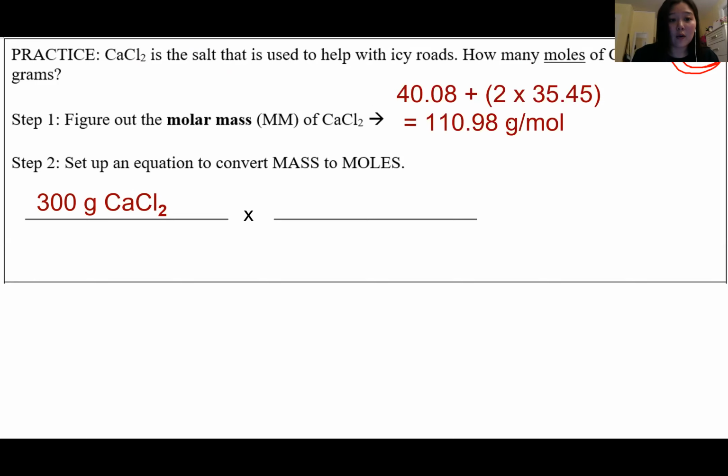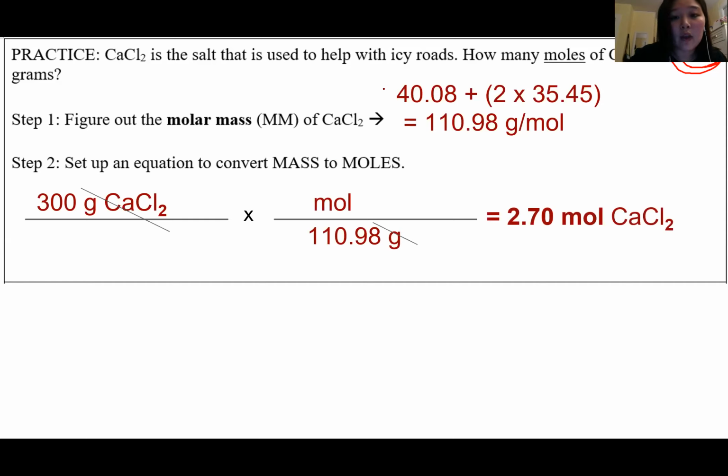So now we're given mass, we're given grams, and we're asked to find moles. So we're going to put grams on the bottom and mole on top. And this becomes a division problem. You see that? 300 grams divided by 110.98 will give you 2.7 mole of calcium chloride. So when you're converting mass to moles, you're always going to be dividing.